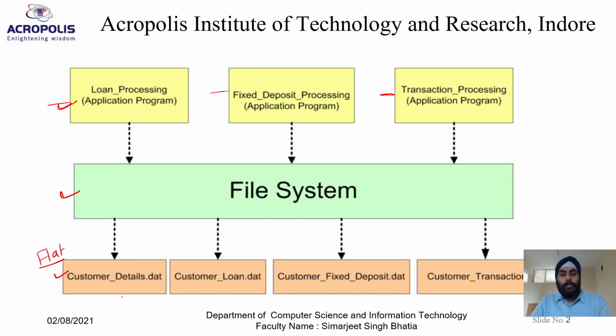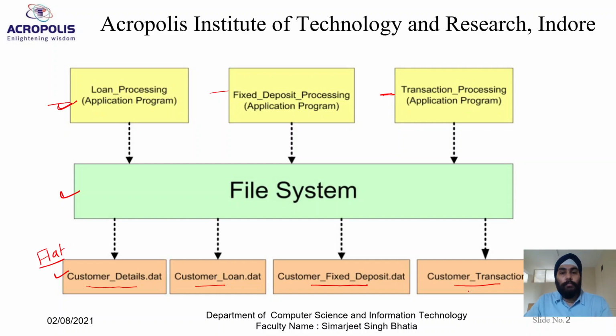Now as by the name we can see that the flat file named customer underscore details contains the details of the customer. The customer details flat file will contain all the details of the customer, for example, customer name, customer contact number, customer address, customer account number, and so on. The customer underscore loan.dat file will contain the details of the loan taken by the customer. Customer fixed deposit will contain the details of the fixed deposit accounts opened by the customers. And the customer transaction file will contain the details of the transactions performed by the customer.